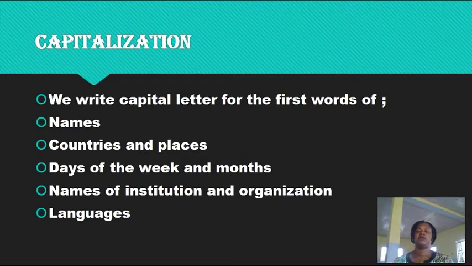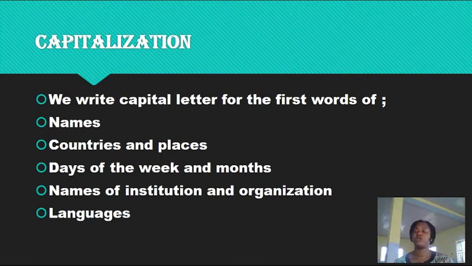Capitalization. We found out that so many of you, in the event of writing your composition, reduce proper nouns to common nouns. Some of you even write your names in lower case. Capitalization is simply a way of writing words in upper case and not in lower case.